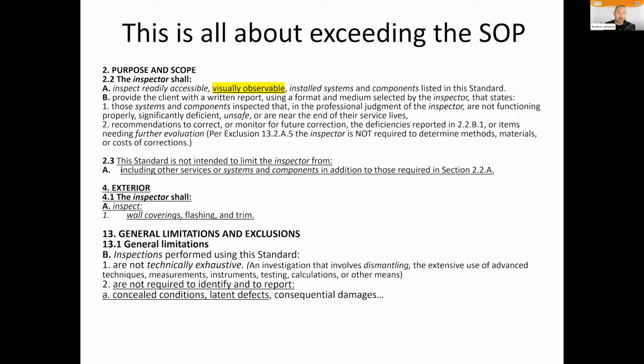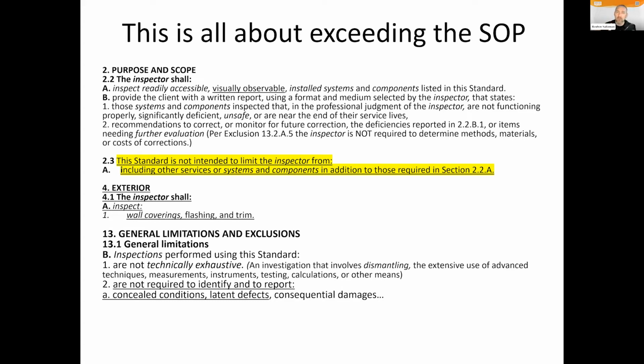They're very similar. I'm going to cover a couple of things in the ASHI standard of practice when it comes to home inspections. As a home inspector, we are covering stuff that is visually observable. If you can't see it, you don't need a report on it. That is our standard. That is the minimum standard for a home inspection. InterNACHI standards, very similar. However, the standard of practice is not intended to stop you from doing more than the minimum. That's what this section says. It says the standard is not intended to limit the inspector from including other services in addition to those things that are required.